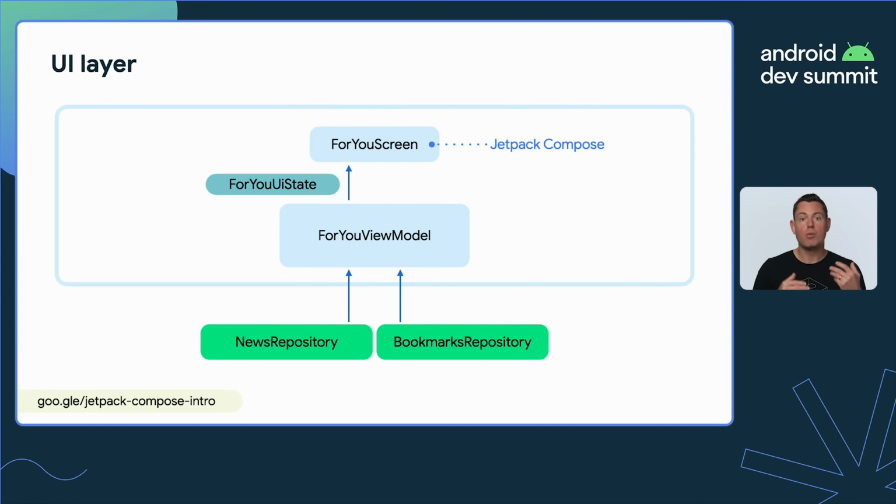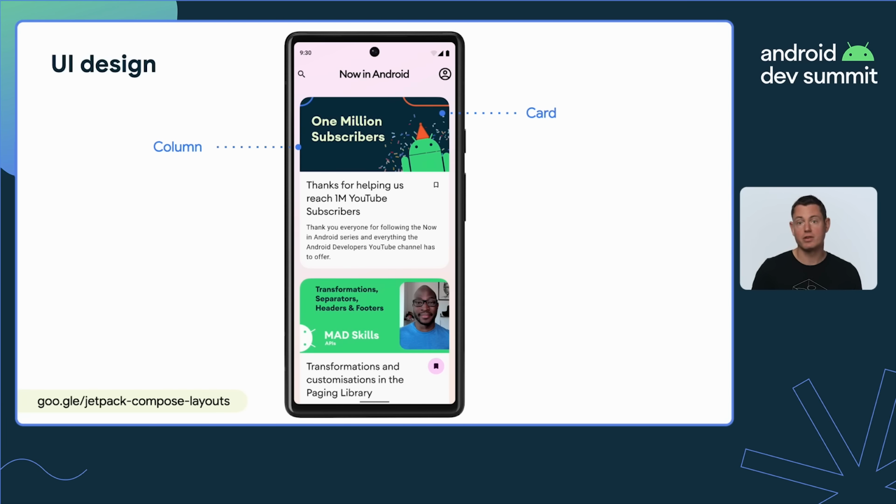Let's refresh our memory on what the design for this feature looks like. We can see that the news articles are displayed in a column, and the design concept for each article is known as a card. So let's go ahead and create a draft implementation for our UI.